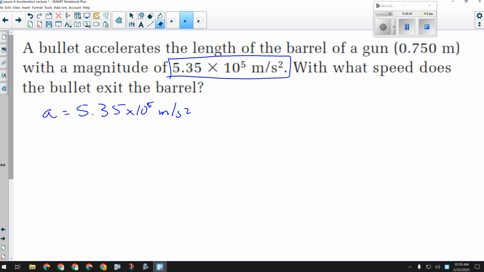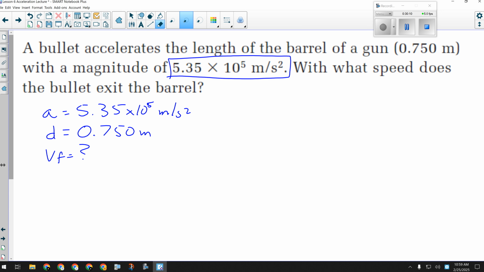Okay, and we know the displacement, or the distance over which that acceleration is going to occur, the length of the gun barrel, 0.750 meters. With what speed does the bullet exit the barrel? So we're looking for VF. What can I assume is true here? VI equals 0.